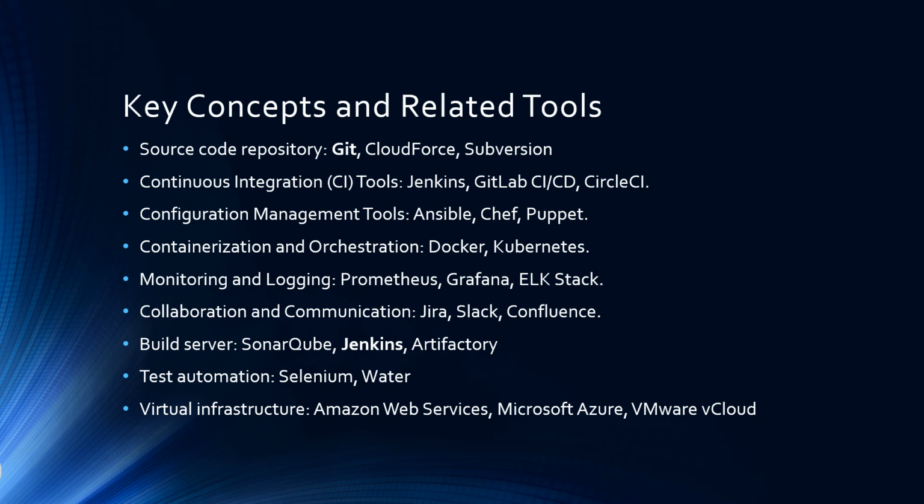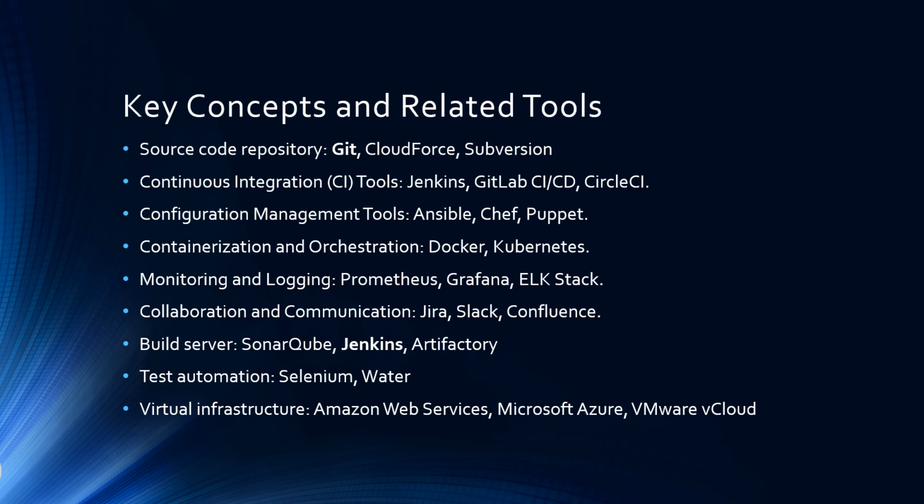Containerization and orchestration tools, primarily Docker and Kubernetes, have revolutionized application deployment and scaling. Docker provides container virtualization for consistent application packaging, while Kubernetes manages container orchestration at scale. Together, they enable efficient resource utilization and simplified application deployment.